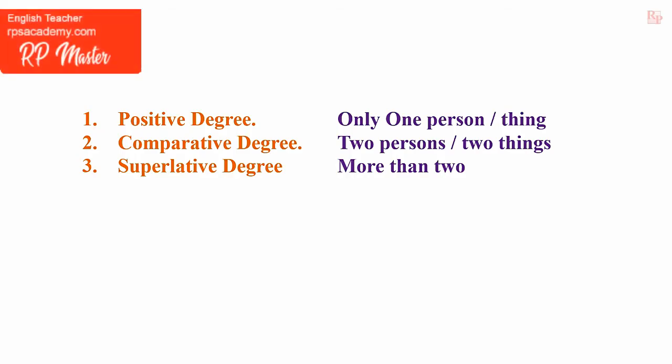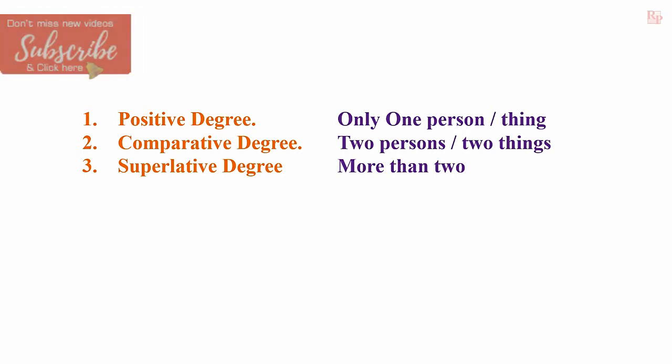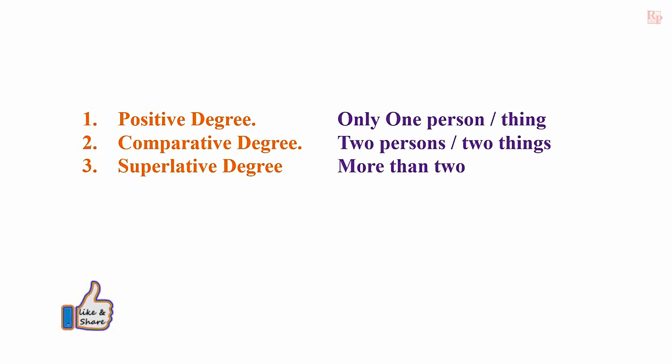In the previous video, you came to know how to form different forms of adjectives. Now let us know about the uses of degrees of comparison. You know that adjectives are in three forms. Those are called degrees. Those are positive degree, comparative degree, and superlative degree.